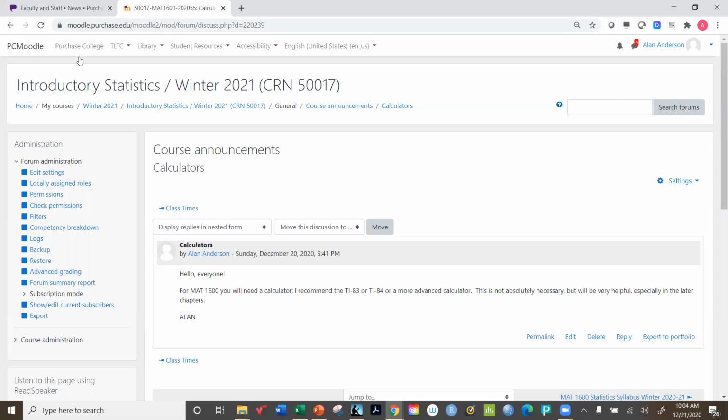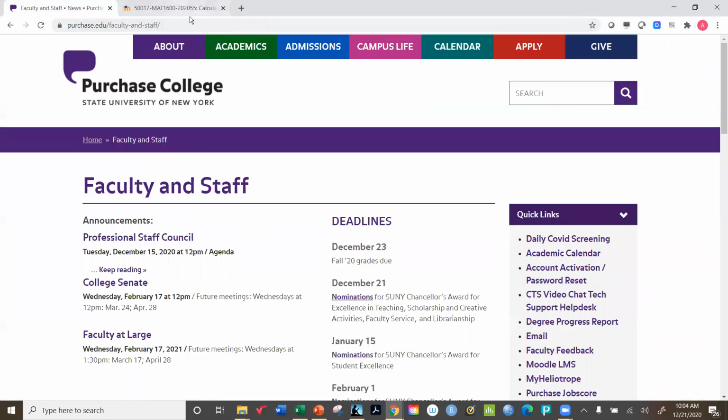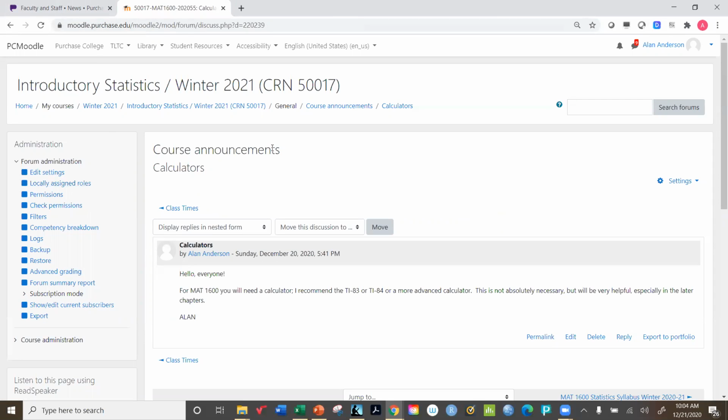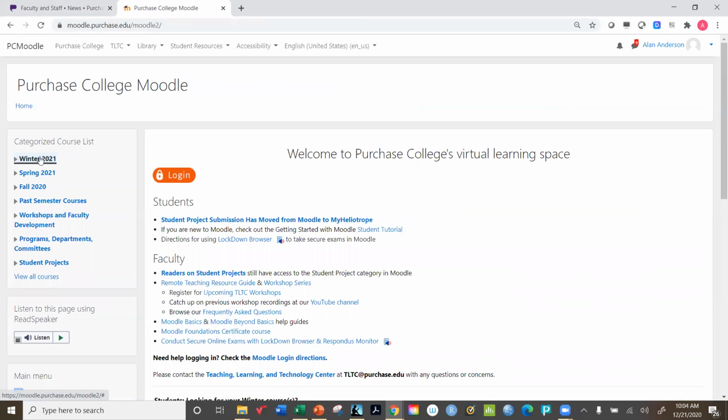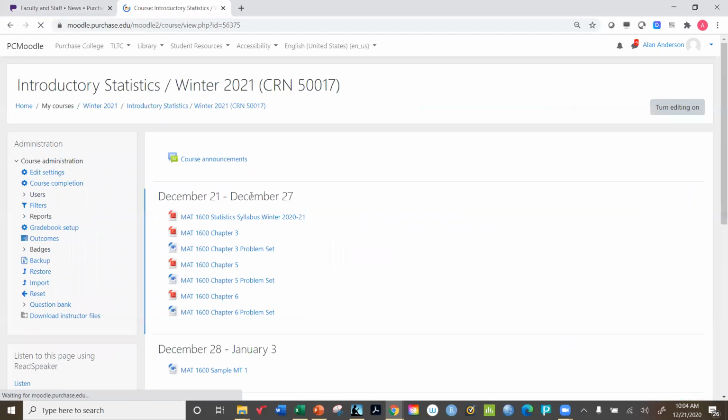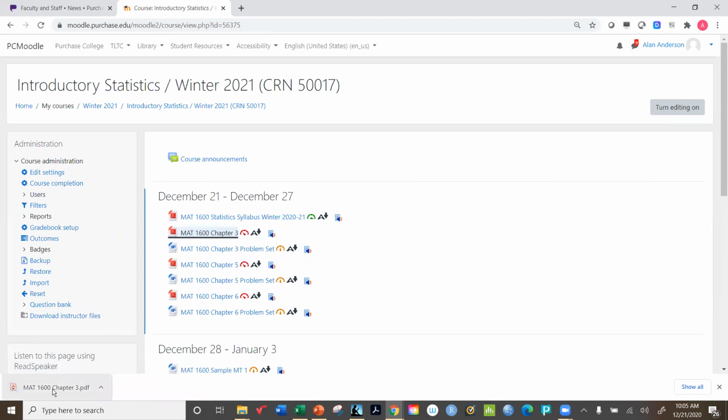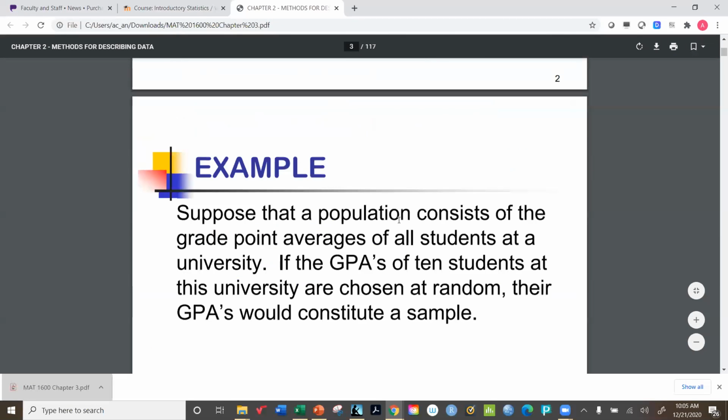All right, so having said that, what else is here? Besides the announcements, let's see, what else do we have here? All the notes for the class will be posted right here. So for example, today we're going to be looking at chapter 3, and you can download it right here. You see that everything is right where you need it. These are the notes that I've written for this class.